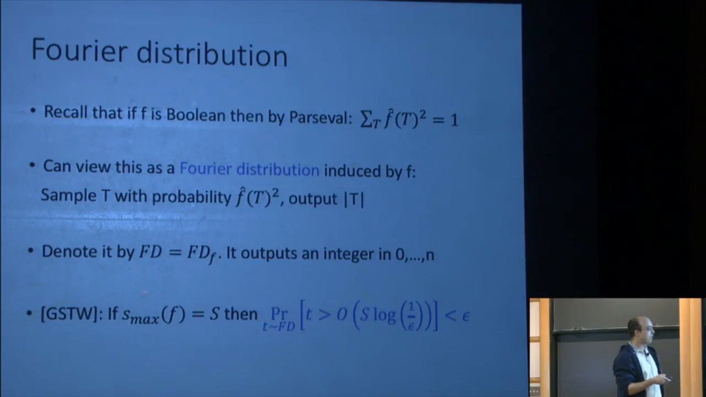And what was proved is that if the maximal sensitivity is s, then if I sample from this distribution, the probability to get a set whose Hamming weight is more than some constant times s log 1 over epsilon is at most epsilon. Again, it's an equivalent way of viewing the result. So this distribution decays very fast beyond level s.